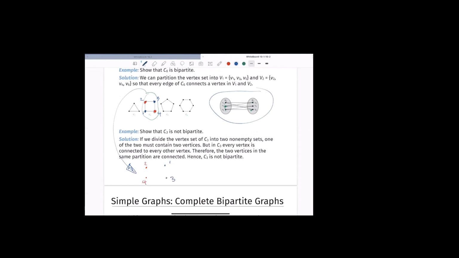So I only have connections between the sets: a connection between 2 and 1, a connection between 4 and 3, a connection between 2 and 3, and a connection between 4 and 1. This graph is C4. It's just drawn differently.